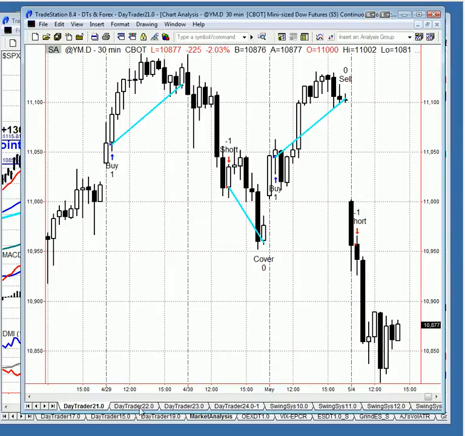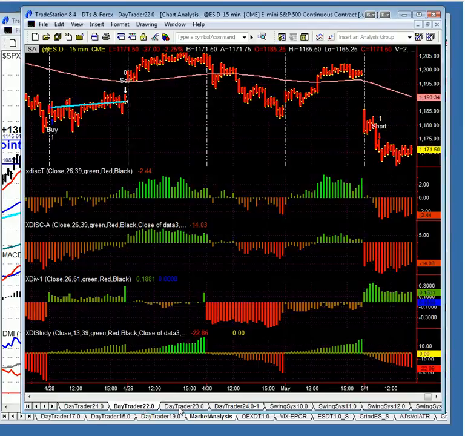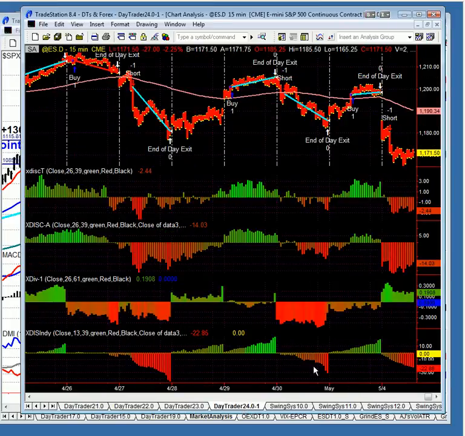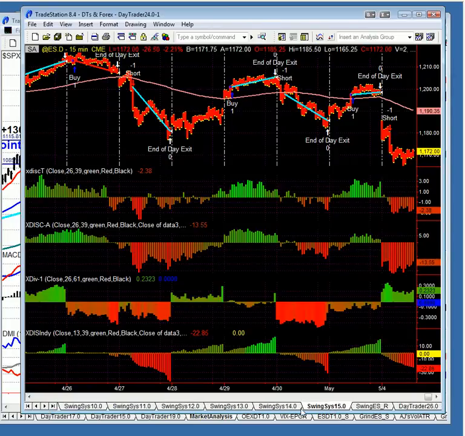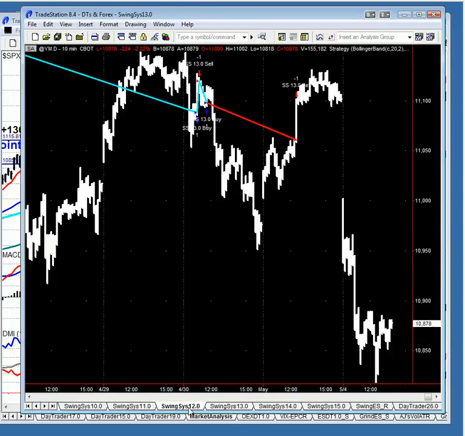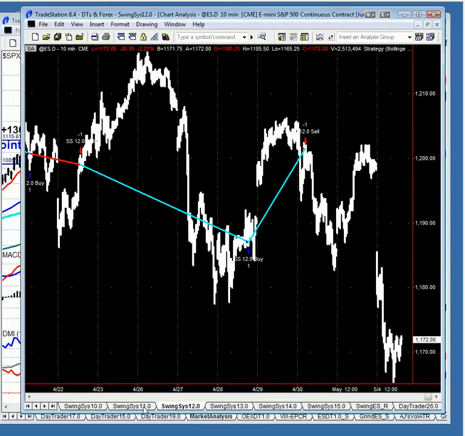Beautiful trading model. Not sure what our other models are doing. 23 is short, 24. Look at the beautiful trades in 24. And a lot of our newer swing systems are actually short. On our SSR, that one's actually long, 14.0. So these are finally starting to make some money after just putting them in the rotation.